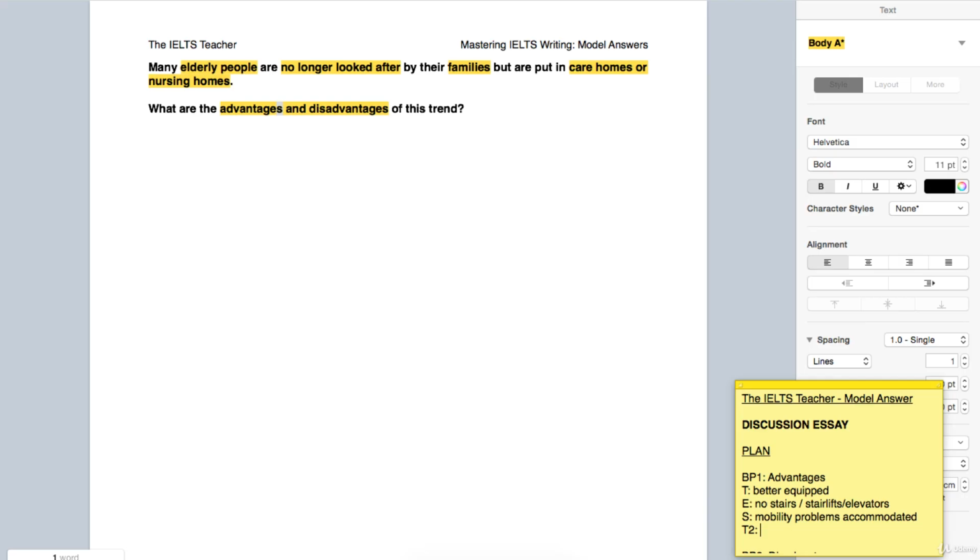And again, to be quite similar to the point I made earlier, they're better equipped, but not just in terms of facilities, but also in terms of staff. So they have the appropriate staff to help them, which you don't get at home.